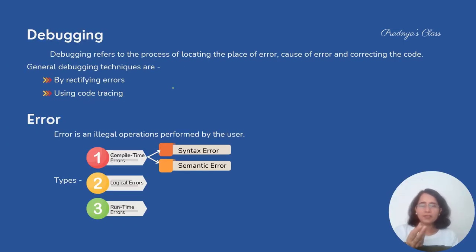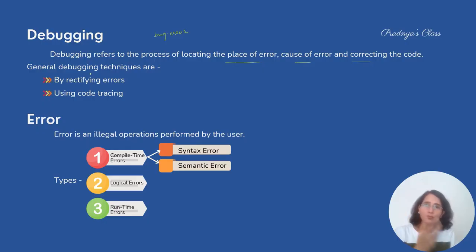As beginners, when we are trying to write any program, there are chances of getting errors. So what we have to do is debugging. What does debugging mean? Debugging is locating the place of error, finding the cause of error, and correcting the code. If there are errors, we have to debug the program, meaning we have to rectify the errors so that we will get the desired output.